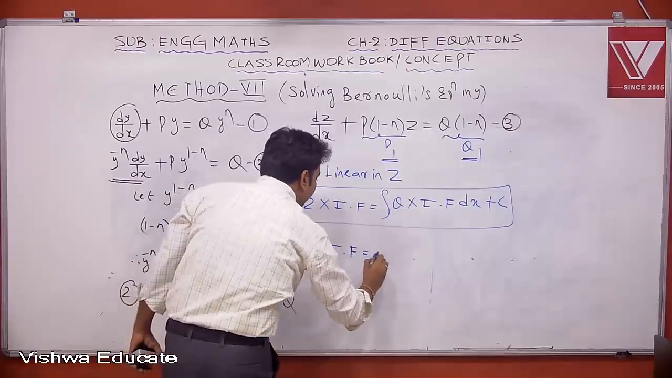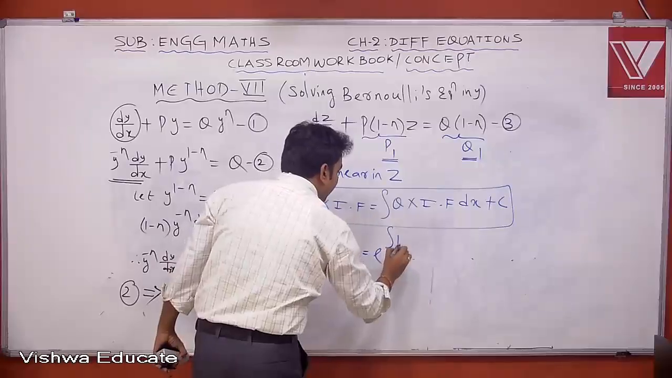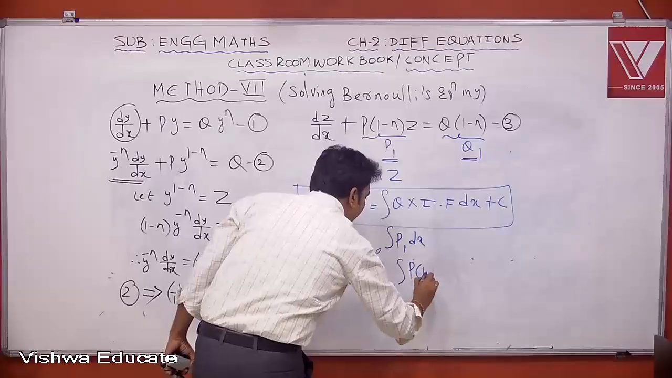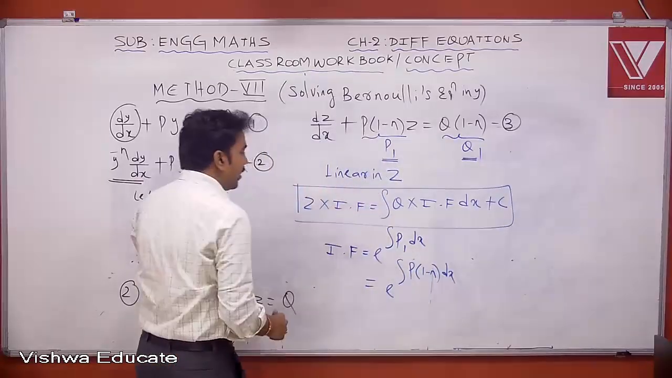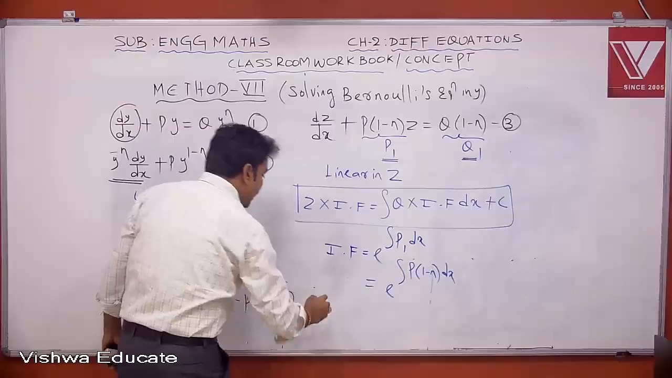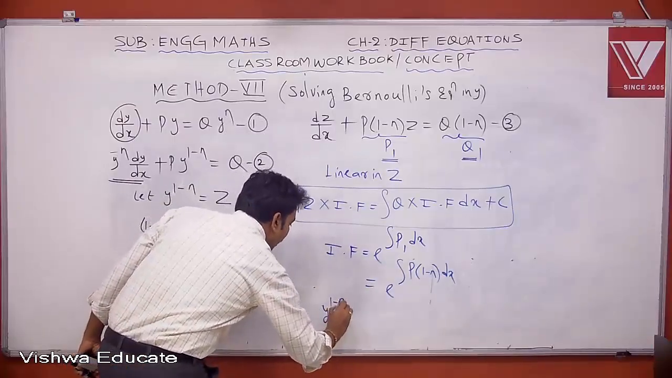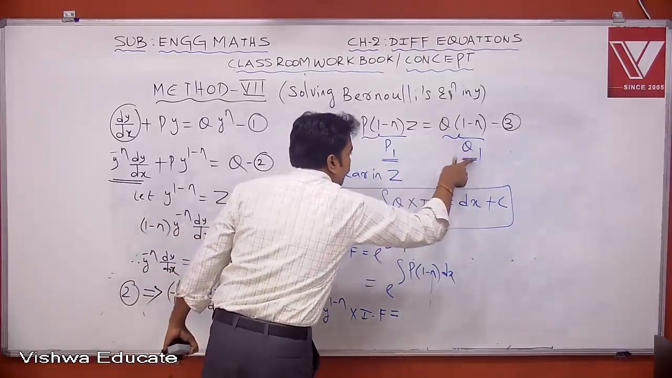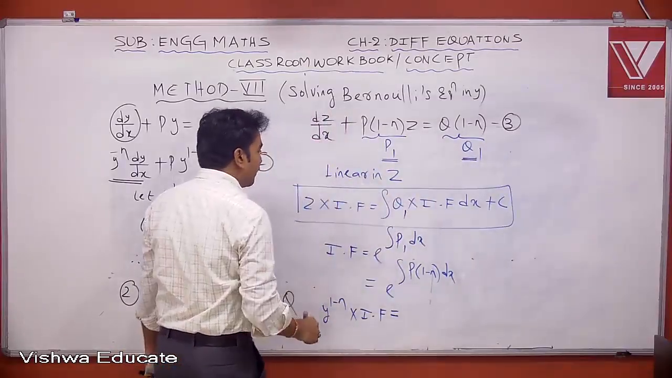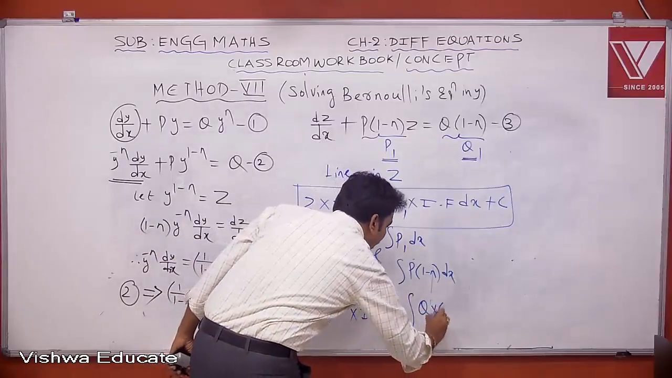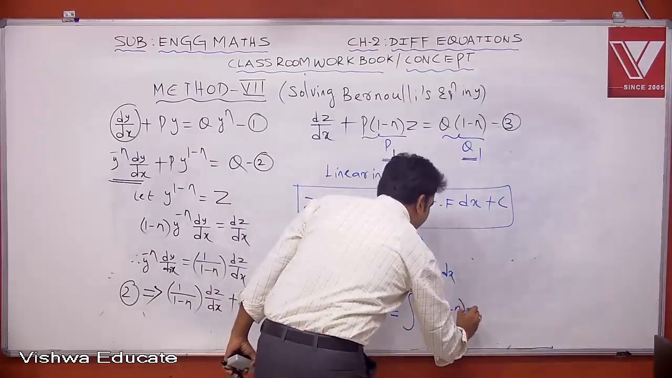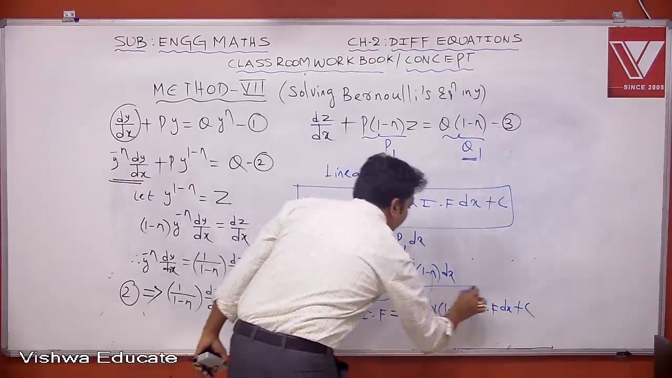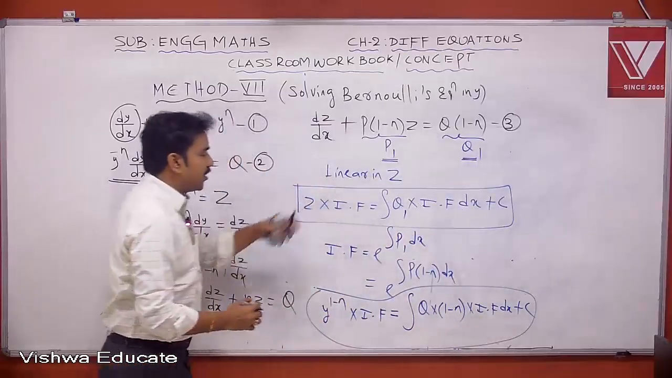What is my I.F.? It is e power integral P dx. Here P means P1, so e power integral P1 dx. This is e power integral of p into 1 minus n dx. Therefore, this will be reduced to the form: z, that is y power 1 minus n, into I.F. equals, here actually this is Q, but in place of Q we have the notation Q1, so modify this to Q1. Therefore, Q1 equals q into 1 minus n, dx into I.F. dx plus c. This is nothing but the general solution of equation 3.